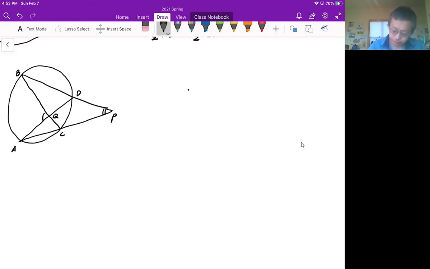So I'm going to have the following. The angle AQB. What is the angle AQB? The angle AQB is half of the measure of the arc AB plus the measure of the arc CD. This is our corollary 4, right? Corollary 4, we get that.